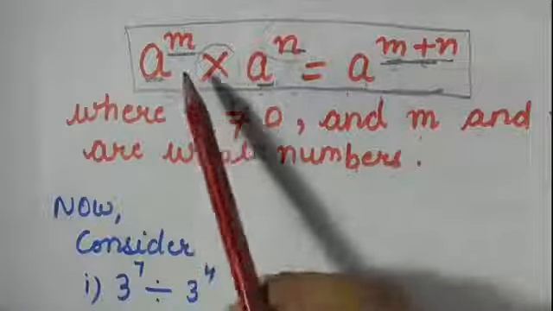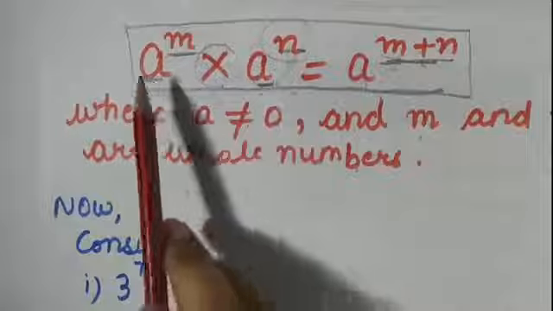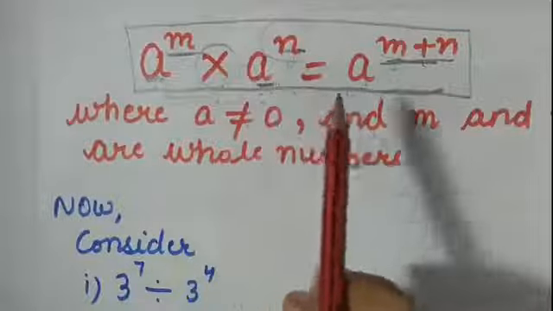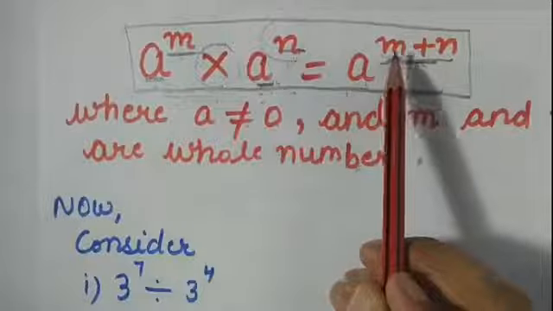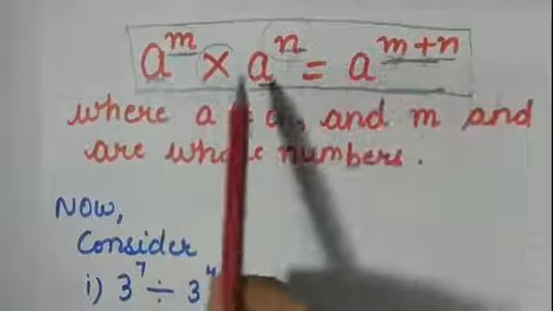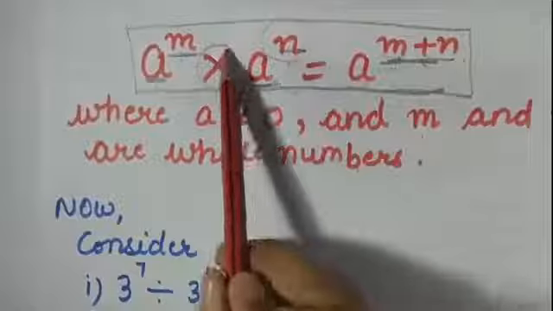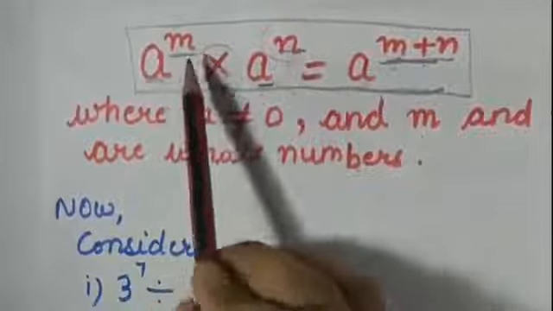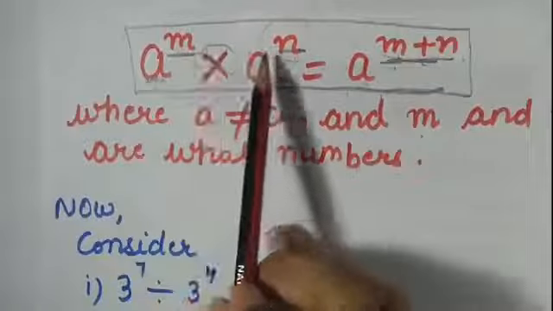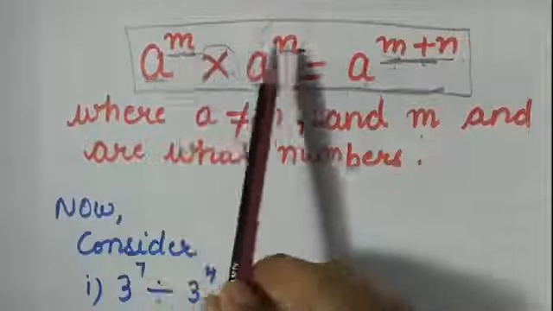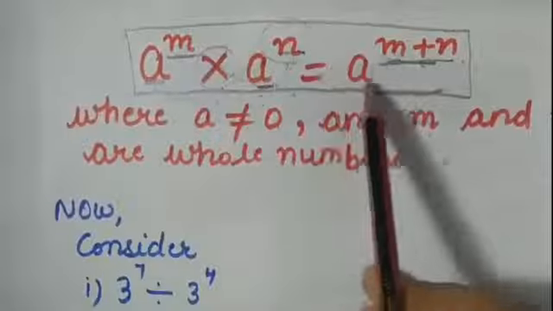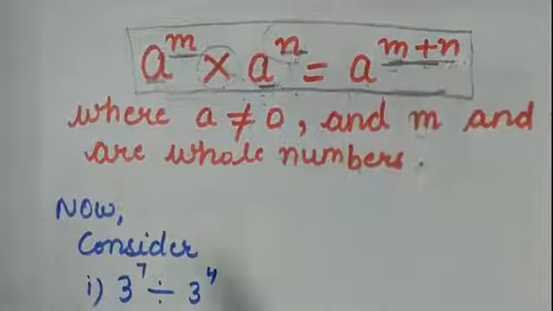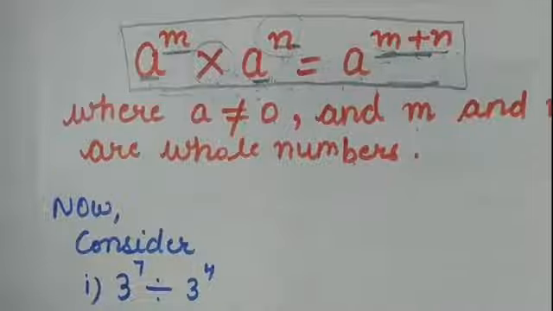Let us recall it again. A raised to the power m into a raised to the power n is equal to a raised to the power m plus n. Whenever the bases are the same and we are multiplying the exponential numbers, the powers, the exponents, get added. So that is equal to a raised to the power m plus n. So this is our first law. Now come to the second law.